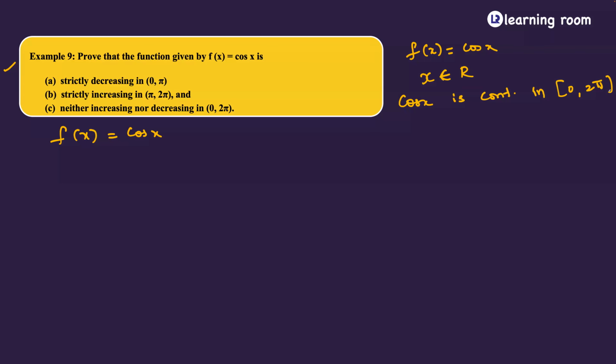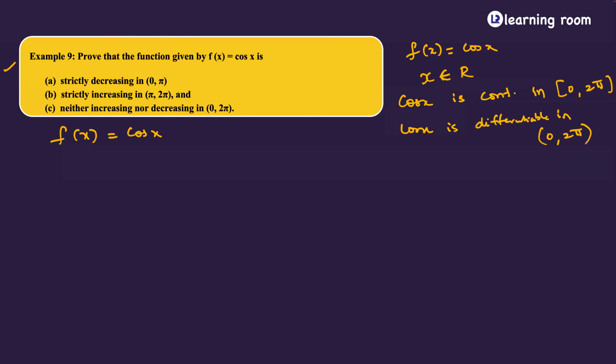So between 0 to 2 pi, I'm going to take, and I also know that cos x is differentiable in the open interval 0 to 2 pi. It is differentiable, because the left hand derivative will be coming out to be equal to the right hand derivative. Am I clear with those points? If this is satisfied, what is it that we need to check?